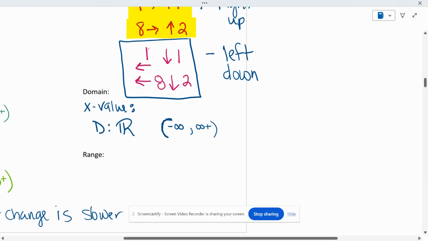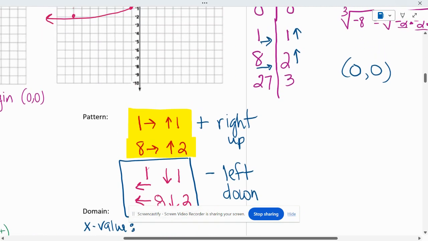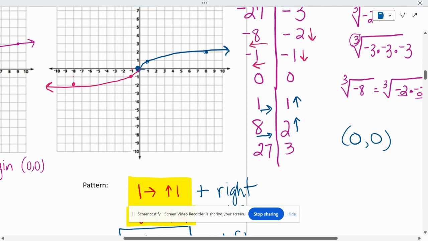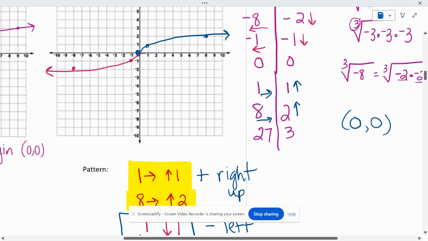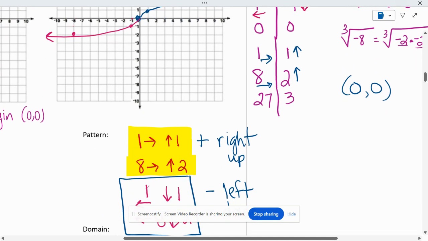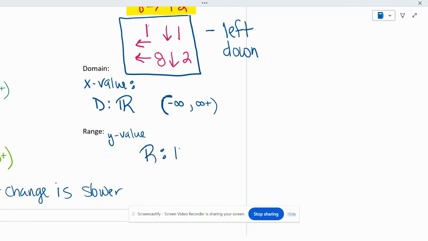Okay. What about the range? Let's look at our range values. How far is your y going to go on the positive side? Forever. How far is it going to go on the negative side? Forever. It's got arrows on the end. So your range, your y values, in case you forgot what your range is, is also all real numbers. You write it as negative infinity, positive infinity.